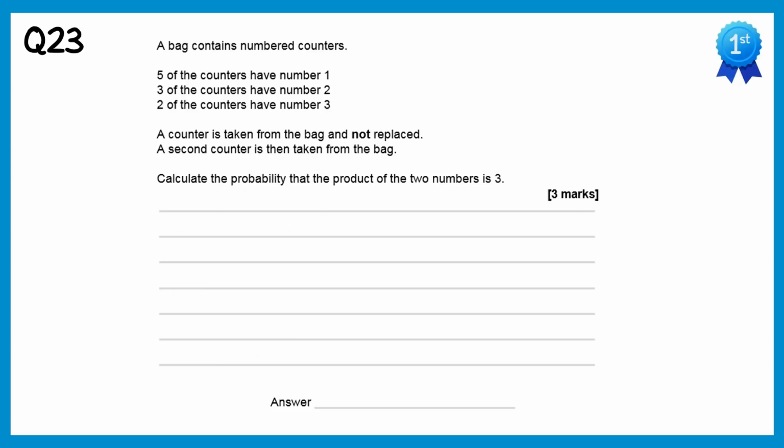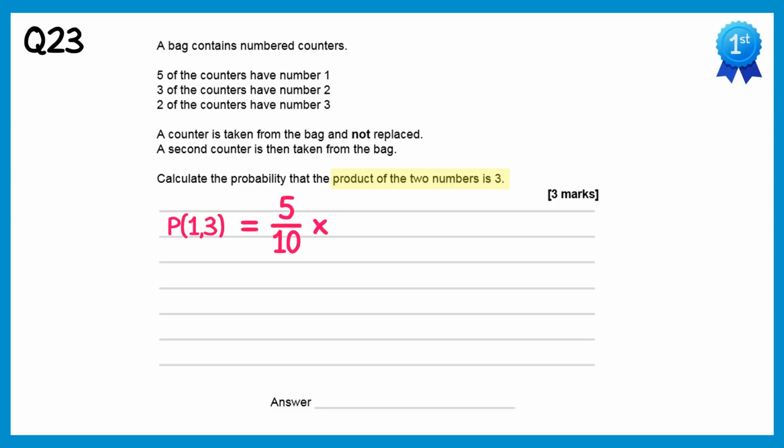We're looking for ways that the product of the two numbers selected could be 3. One way of doing this is picking a 1 and then a 3. So we'll find the probability of a 1 and then a 3. The probability of picking 1 on the first pick is 5 out of 10, since there are 5 ones and 10 counters. We'll multiply this by the probability of picking a 3.